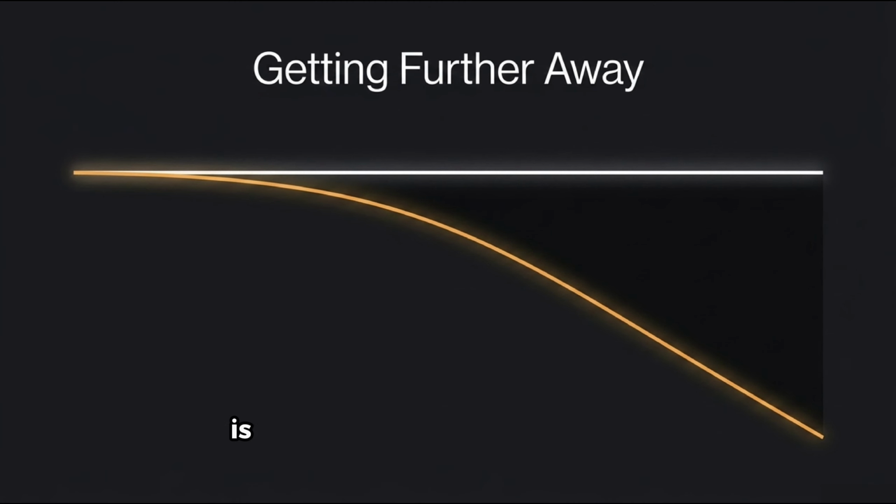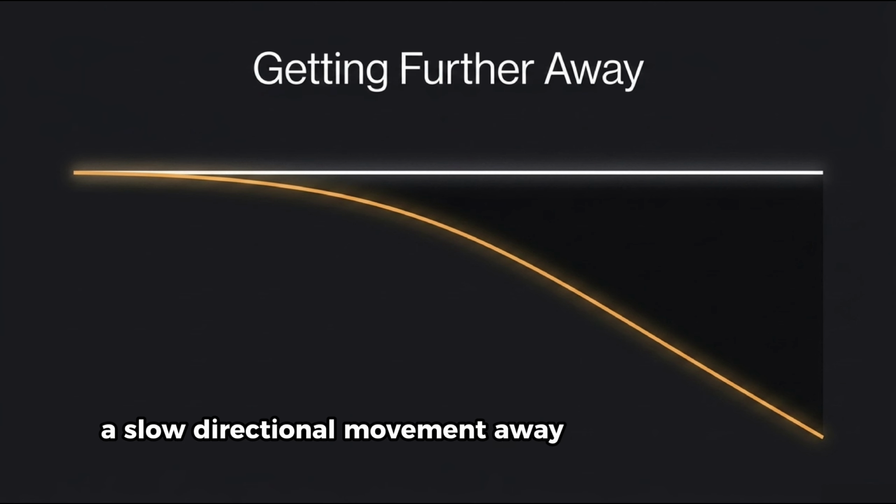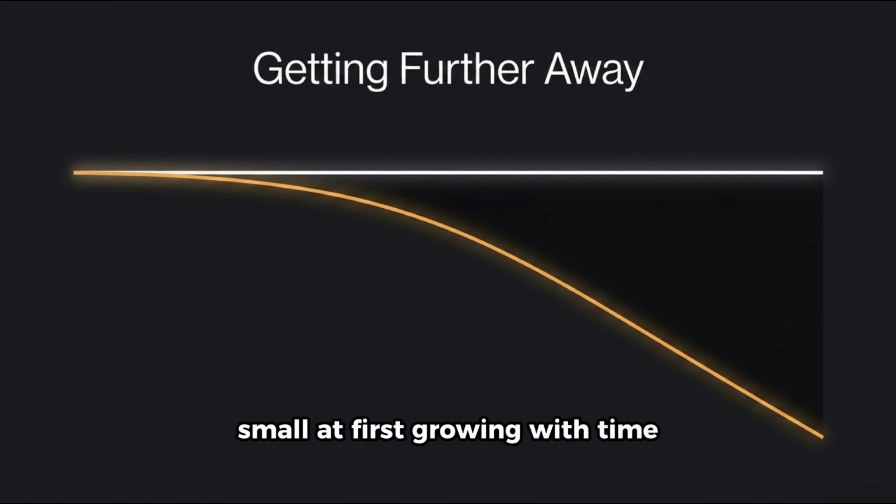Consistency drift is the gradual divergence of data from a source of truth over time. Not a sudden break, not a defined boundary between consistent and inconsistent regions. A slow, directional movement away from correctness. Small at first, growing with time. It accumulates across every operation that should have kept the data aligned but did not quite manage it.